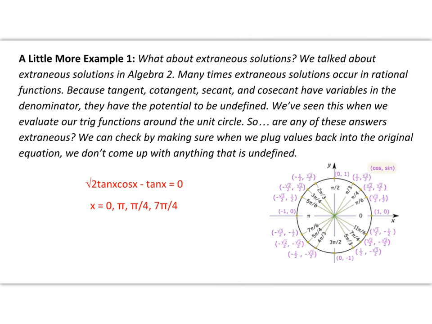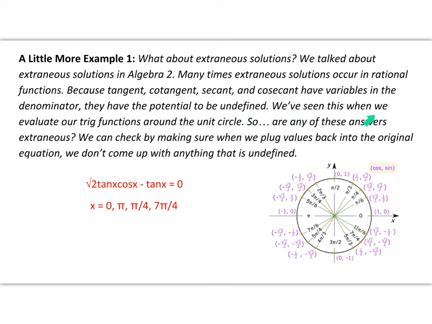So we're not quite done with example 1 yet. I want to talk about extraneous solutions. You know that we talked about extraneous solutions in Algebra 2. Many times extraneous solutions occur in rational functions. So when I'm talking about rational functions, I mean things that can look like fractions, right? Because tangent, cotangent, secant, and cosecant have variables in their denominator, we can think of them like rational functions. They have the potential to be undefined. If anytime we have 0 in a denominator, then that function is undefined. Similar again to rationals.